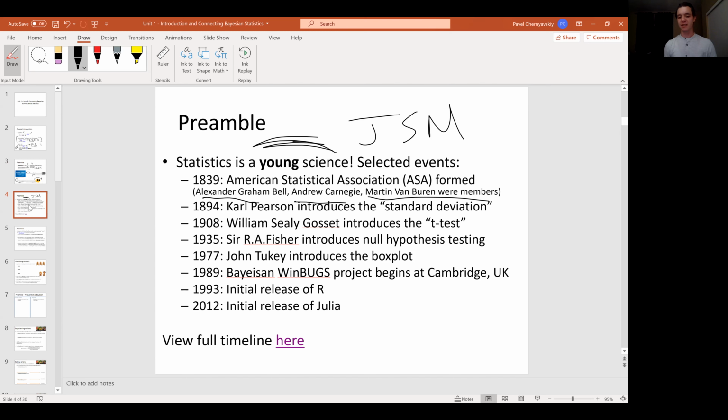Okay, so I think it's great fun that these folks were actually some of the founding members of the American Statistical Association. Brownie points, Alexander Graham Bell and Andrew Carnegie hardly need introduction. Martin Van Buren was, I believe, the 8th president in the United States, was a statistician.